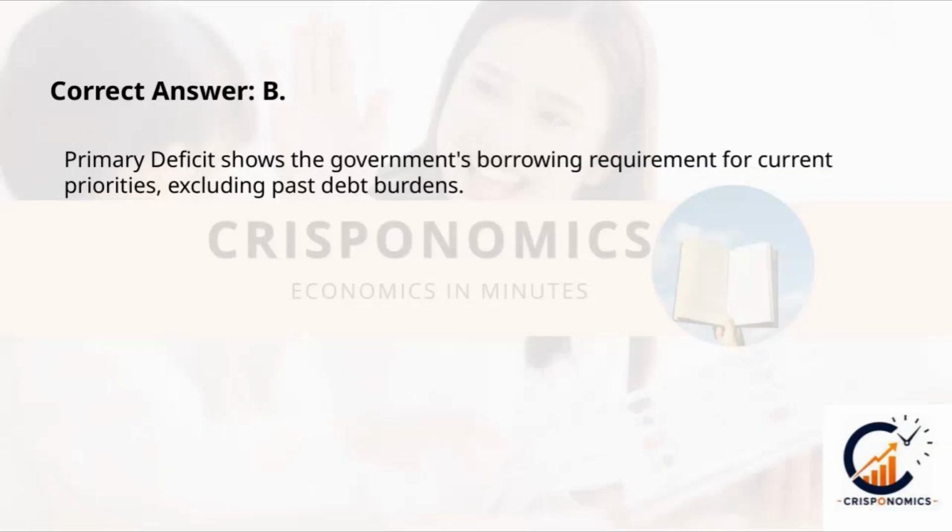Let's talk about the primary deficit. This number tells us how much the government needs to borrow to cover its current spending priorities, but it leaves out the costs of past debts. So, it's a snapshot of today's borrowing needs, not the full picture of total debt. Understanding this helps us focus on current fiscal choices without getting tangled in what's already owed. The correct answer here is B.